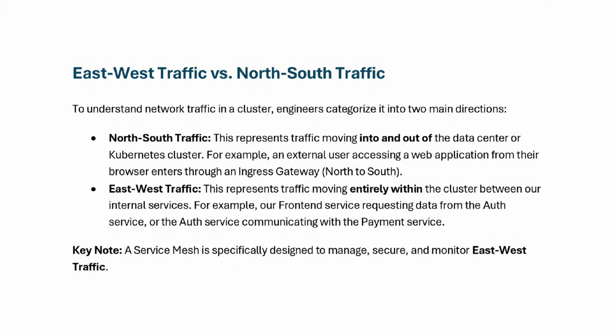So north-south traffic simply is the traffic from outside of the data center or the Kubernetes cluster. For example, an external user accessing a web application from a browser enters through an ingress gateway; that is called north to south, meaning it is external to internal. And east-west traffic is internal traffic within the services. It is the traffic that is moving entirely within the cluster between our internal services. For example, our front-end service requesting data from the authentication service, or the authentication service communicating with the payment service. And a service mesh is specifically designed to monitor service-to-service communication, that is called east-west traffic.